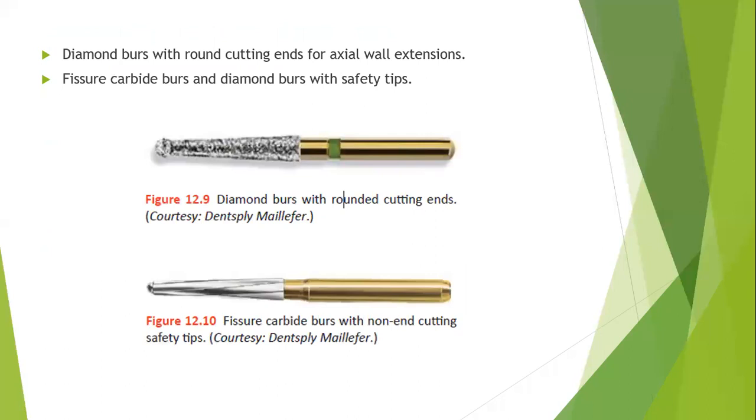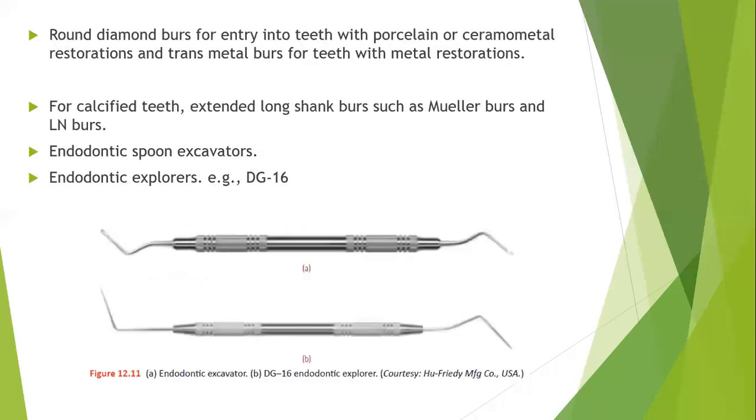Then diamond burs with round cutting ends for axial wall extensions, and Fisher carbide burs and diamond burs with safety tips. This diamond bur with safety tip can be used for refining the external walls. The advantage is that you can refine the walls without causing an increase in the depth, as the bur is safe-ended or non-cutting tip. You can just refine or laterally extend the access cavity walls without causing an increase in the depth of the cavity. That's the advantage of burs with safety tips.